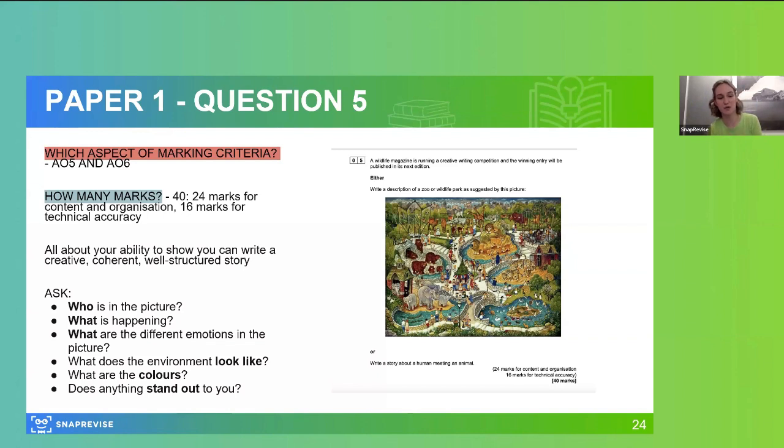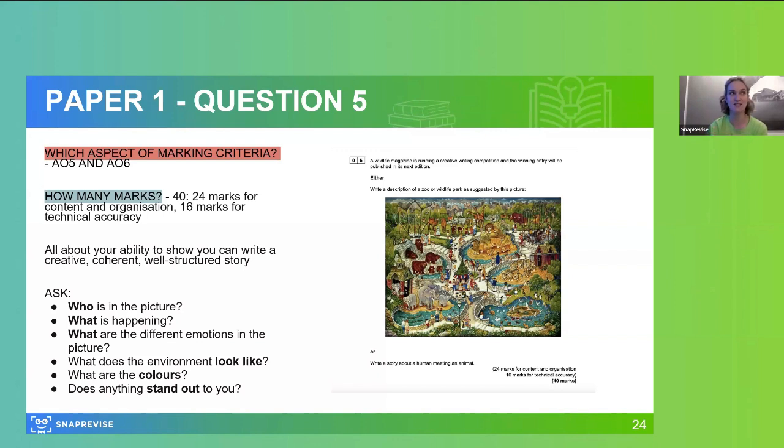So this is all about your ability to show that you can write a creative, coherent and well-structured story. Most of the time you are given either a picture to write from, or, like in this example, a prompt to write a story about a human meeting an animal. If you sometimes struggle with creative writing, I would say always use the picture as a prompt, because it gives you something physical that you can return to if you are struggling to think of something. It gives you visual things that you can look at, as we're going to go through in a second.